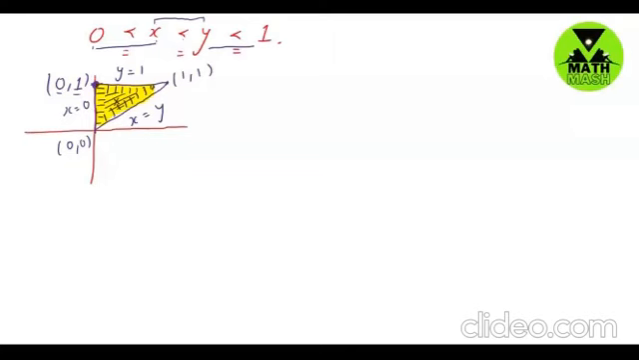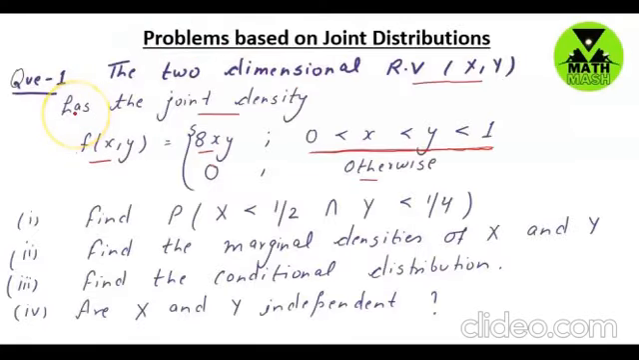Now, next, this is the region we have already plotted where the function is defined. Instead of doing the first part first, we will do the second part: find the marginal densities of x and y. We'll do the first part later.